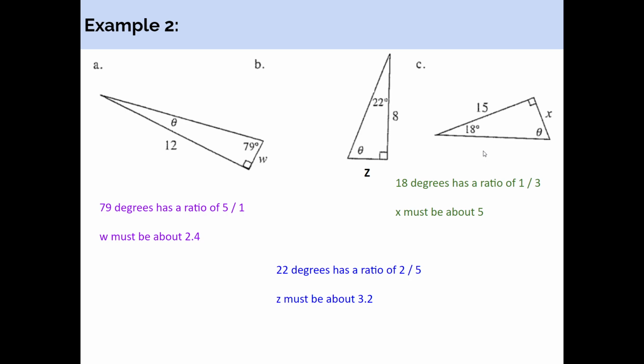And then letter C, 18 degrees has a ratio of 1/3. 1/3 of 15 is about 5. All right, so that's just using our trig tables, and these are estimations. These are some of the nice ones we found. But what if we want to use other angles besides these ones that are just on our piece of paper?